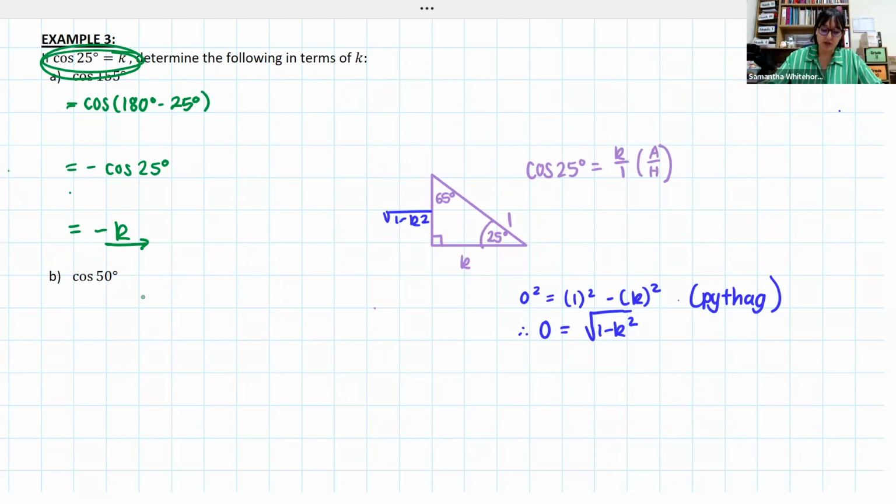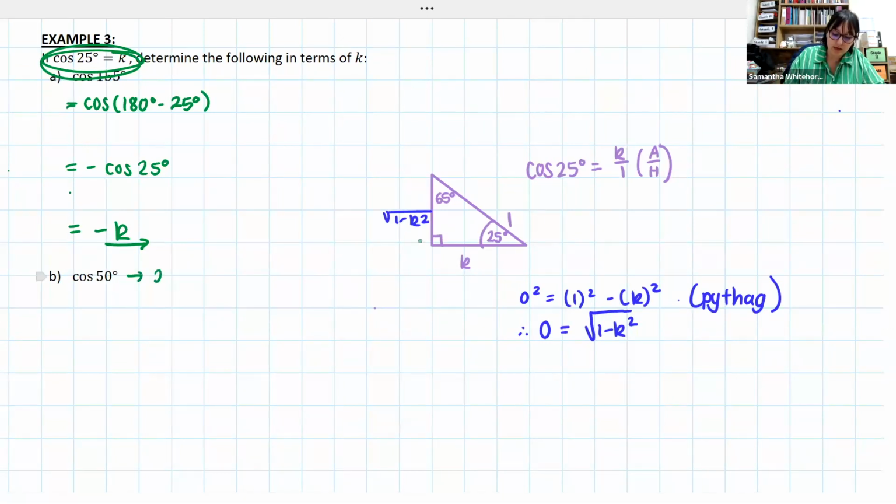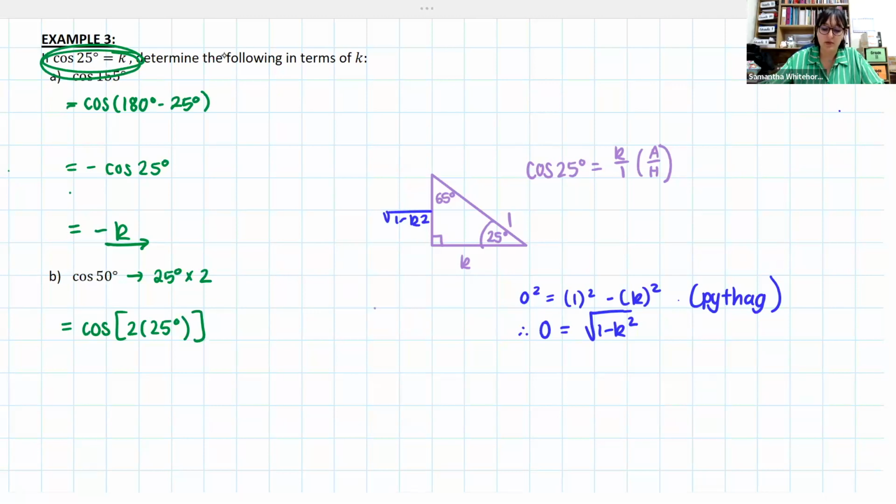If we now have a look at question B, though, we've got cos 50. And as we can see, this is definitely a double angle, because 25 degrees times 2 is 50. So we can break this down to cos of 2 times 25. And this is now where we can apply our double angle formulae. Now, because it's a cos double angle, you can apply any cos one that you want. But remember, look at what information you already have. You already know what cos 25 is. So try and use the double angle formula that contains cos.